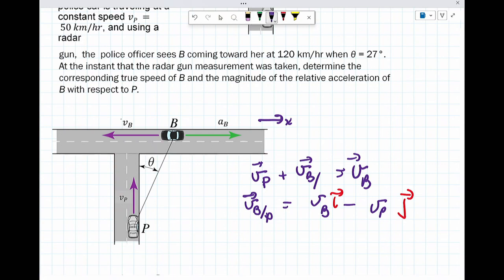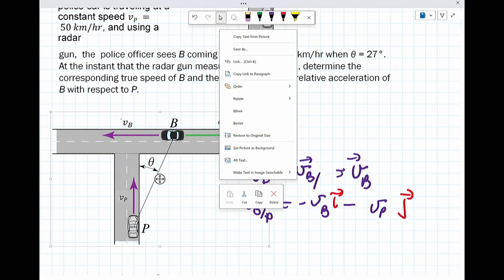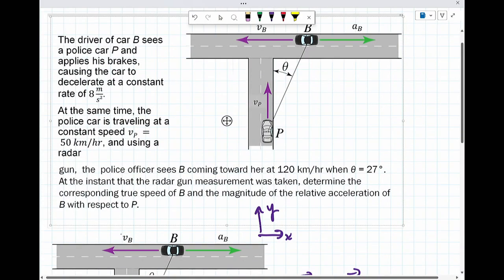I need to write my axes at the beginning of the problem. Okay, so that ends up being velocity of the driver versus velocity of the police car, but velocity of the driver in B is negative. There we go. So I have that. I have all of that information. I do have the relative velocity at 27 degrees.